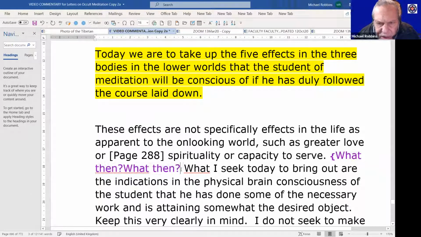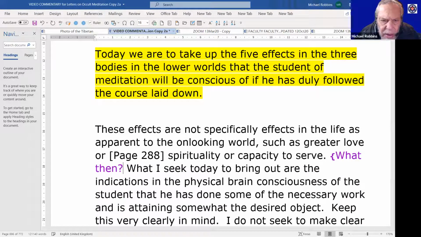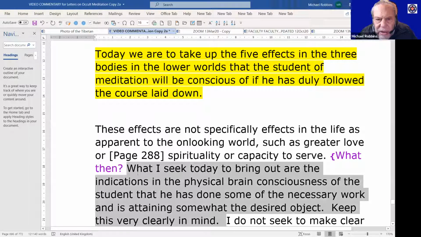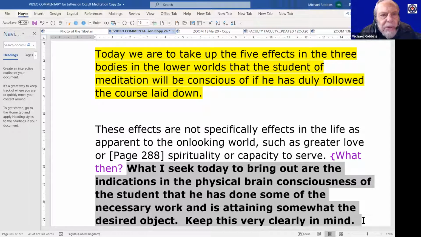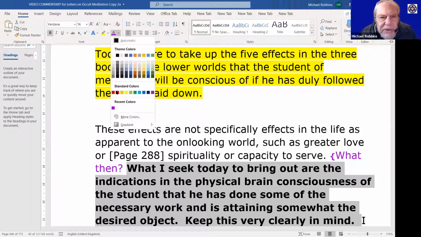What I seek today to bring out are the indications in the physical brain consciousness of the student that he has done some of the necessary work. Let's not take it too far. There's so much that DK has presented that must be done. Really, we have an impossibility of doing it all immediately anyway. That he has done some of the necessary work and is attaining somewhat the desired object, and keep this very clearly in mind. So, what are the indications?